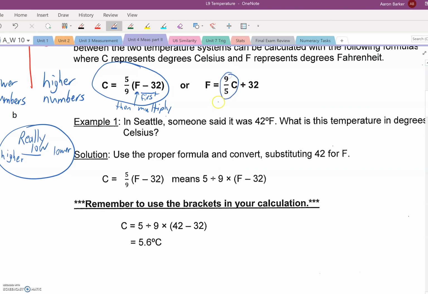Okay, for the Fahrenheit, though, it looks very similar, but there's no brackets, so that makes your math different. Because there's no brackets, you have to do your multiplication first, following BEDMAS, and then you would add. So very different with your formulas and how you do it. For us, we are going to use Google.